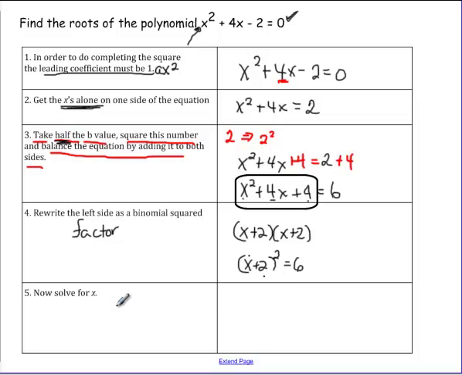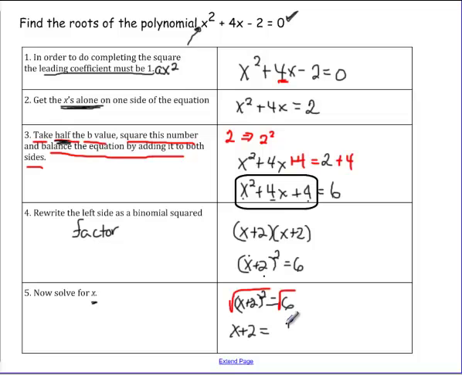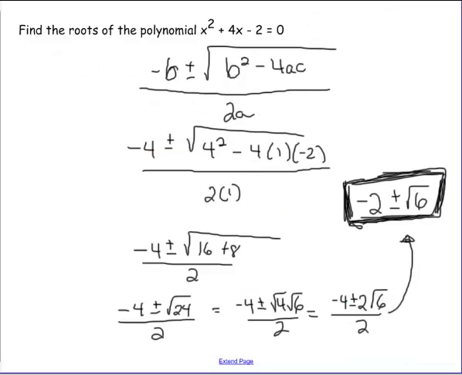Okay. Now we're going to solve for x. We want to get x alone. That means we have x plus 2 quantity squared equals 6. To undo a square, I square root, so I'm going to square root both sides. And I get x plus 2 equals plus or minus the square root of 6. Because when you take the square root of something, it could be plus or minus. And then when I move the 2 over to the other side, look, I get the same answer down here as I got when I did the quadratic equation.